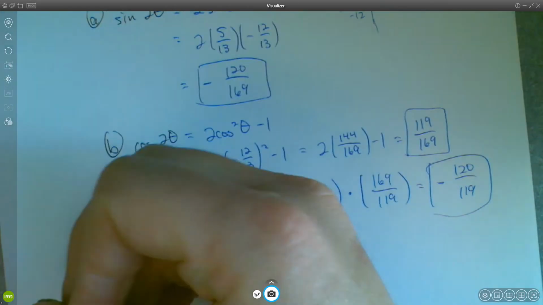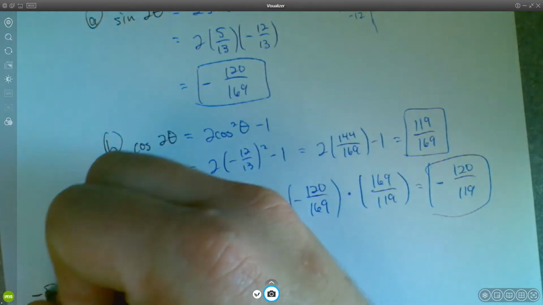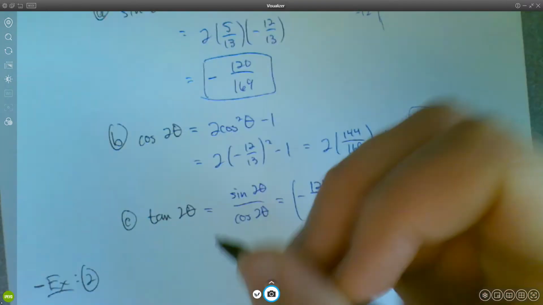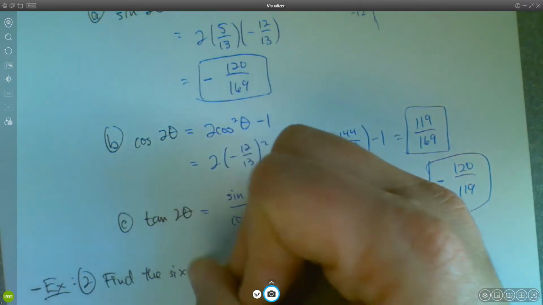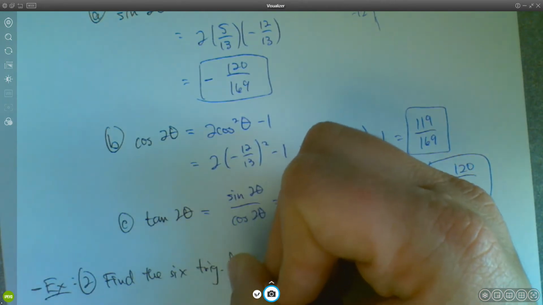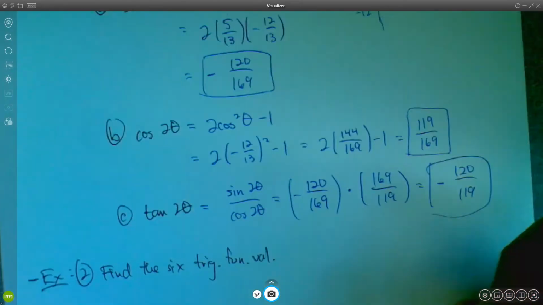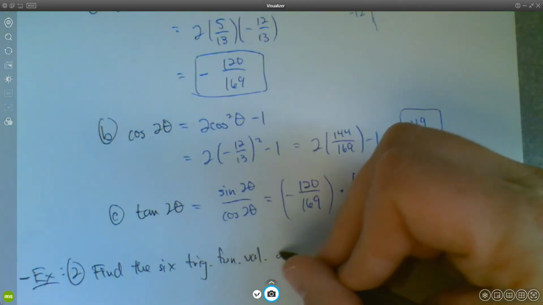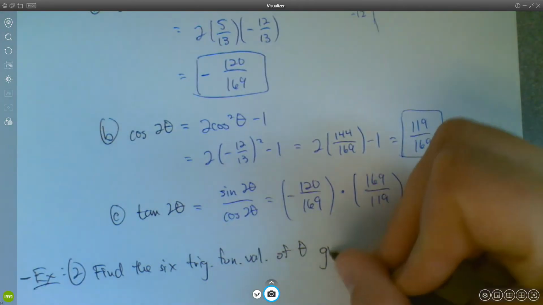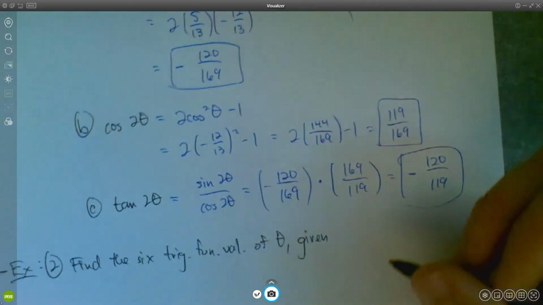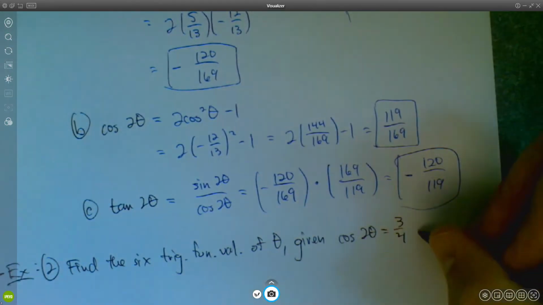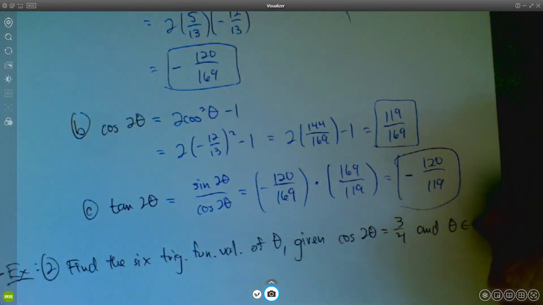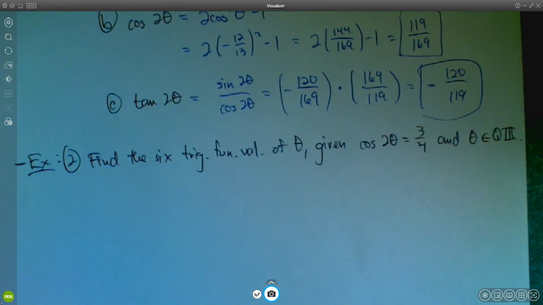Here's another one. So let's find the 6 trig function values of theta, given that cosine of 2 theta is 3/4 and theta is in quadrant 3. Ooh, okay. Give the video a pause, see if you can figure that one out.